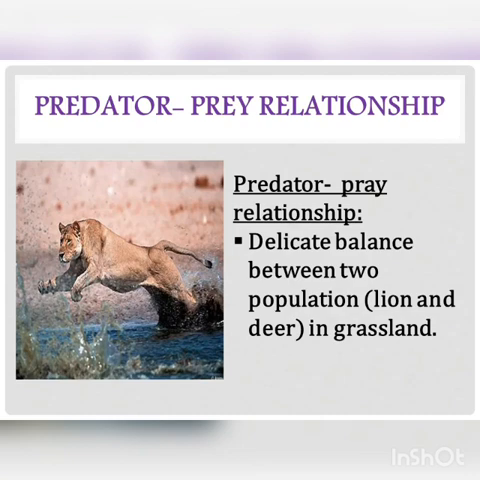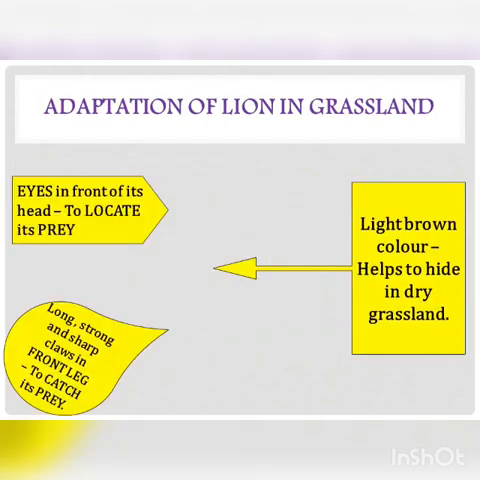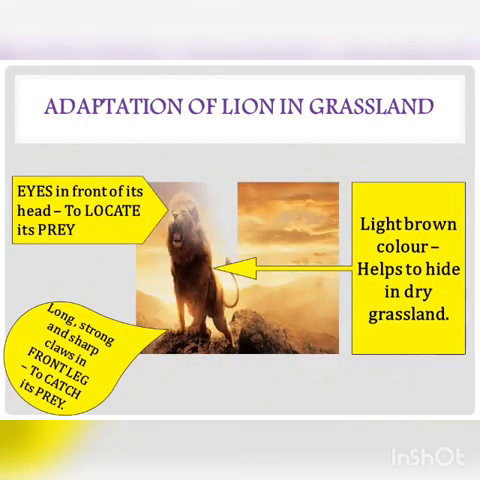Now let's understand the predator-prey relationship. The predator-prey relationship is a delicate balance between two populations, that is the lion and deer in the grassland habitat. The lion is adapted to the grassland habitat. The lion is a carnivorous animal which eats the flesh of other animals. The lion is a strong, fast animal which can hunt and kill its prey like deer.